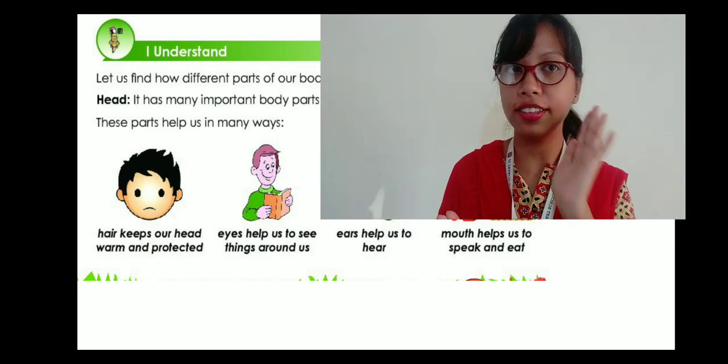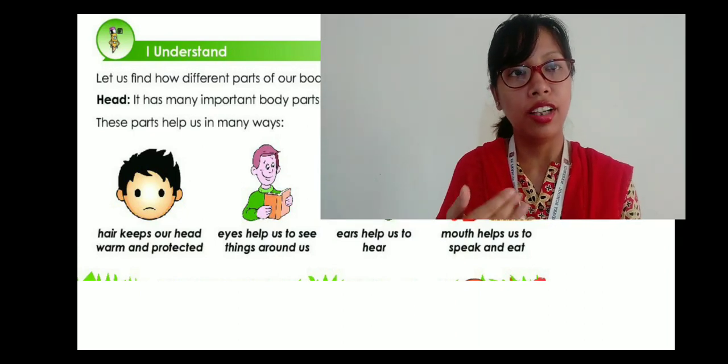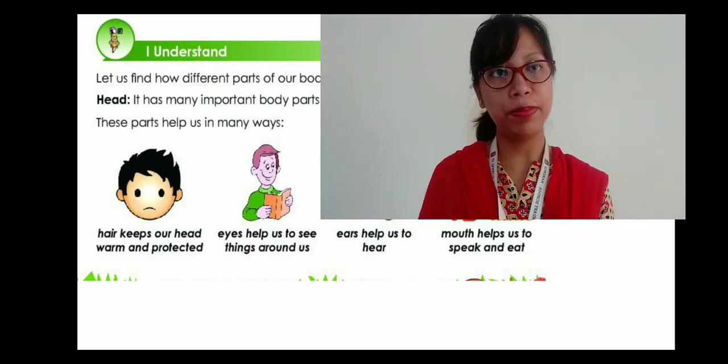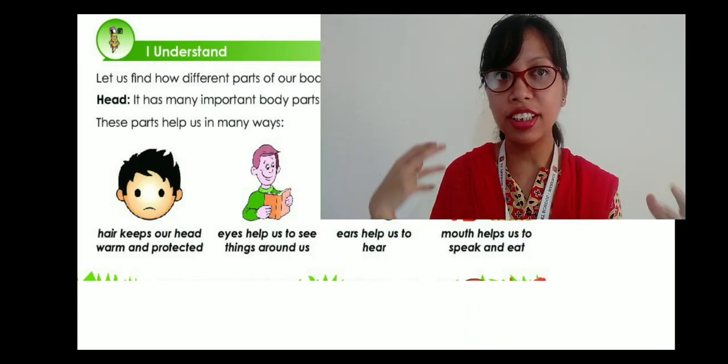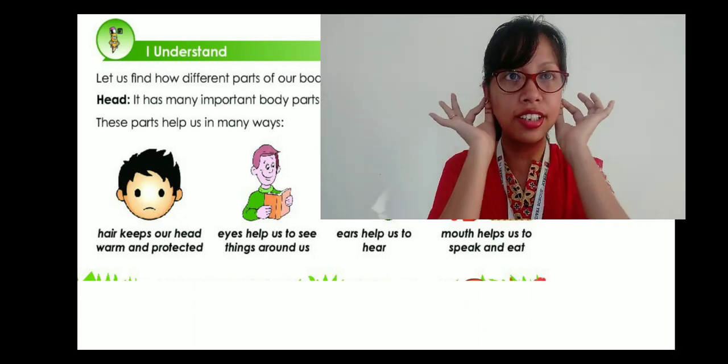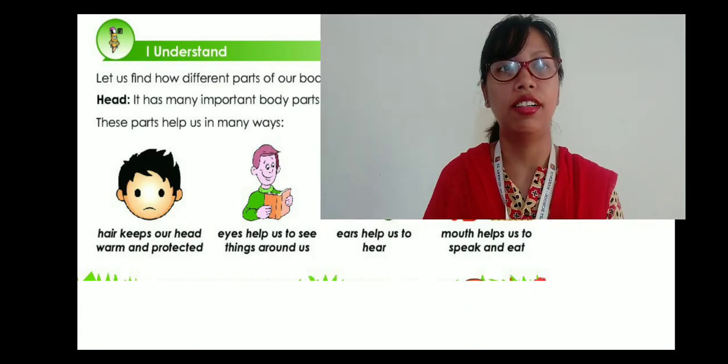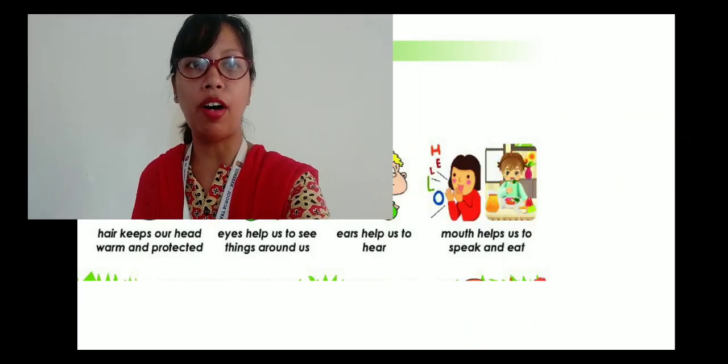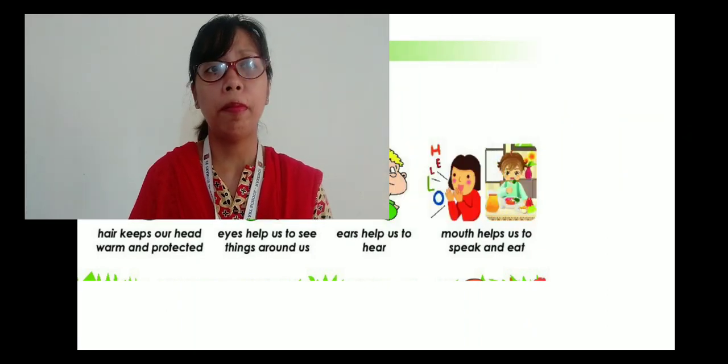These are the ears. Yes. Now I'm explaining to you, I'm speaking. Yes. How are you listening to it? It is through your ears. So the ears help us to hear. Then we have the mouth. Now mouth helps us to speak.